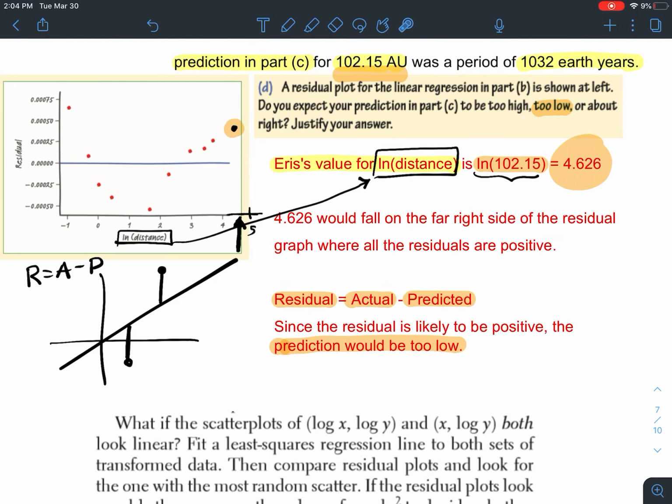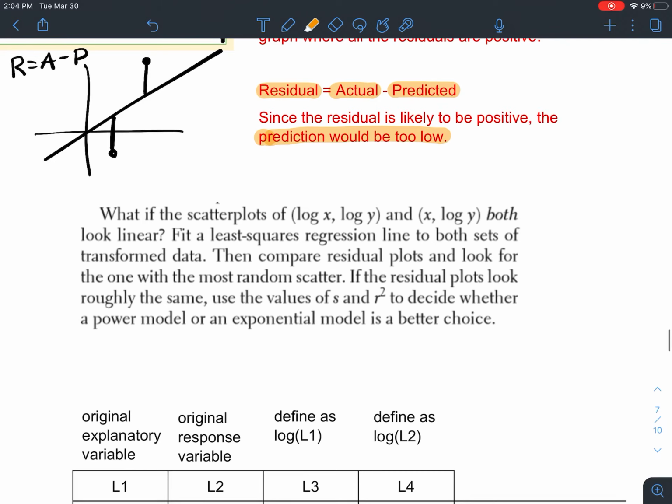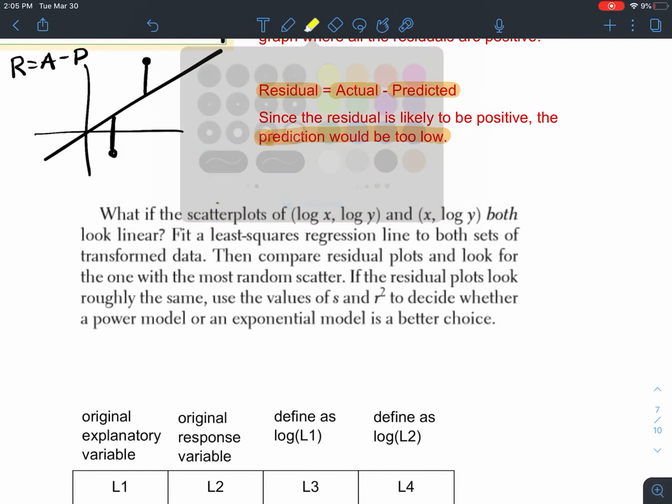Okay. All right, just kind of wrapping this up here, it says, what if a scatter plot for either doing log of both or only log of the y, what if both of those scatter plots actually look linear? Because we're supposed to try to pick the one that looks linear, and that leads us to what that original scatter plot was, exponential or power. It says what you would want to do is fit a least squares regression line to both sets of transformed data, and then compare their residual plots.